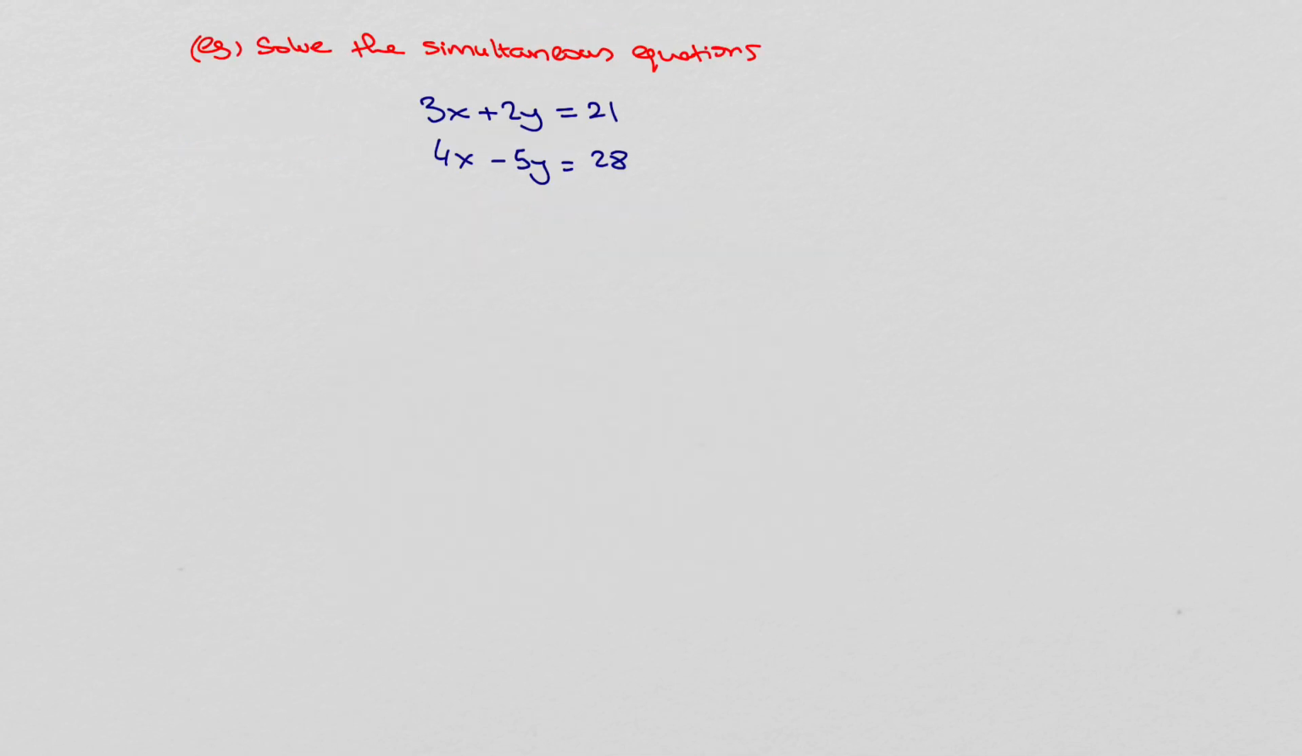For example, if we're given two linear equations, 3x plus 2y equals 21, and 4x minus 5y equals 28, and we're asked to solve the simultaneous equations, then what we're trying to do is find the value of x and find the value of y. So the first thing we want to do is always number our equations. So we're going to number them 1 and 2. And then we need to decide which letter we are going to eliminate first, x or y. It doesn't matter which we choose because it'll all end up being the same answer.